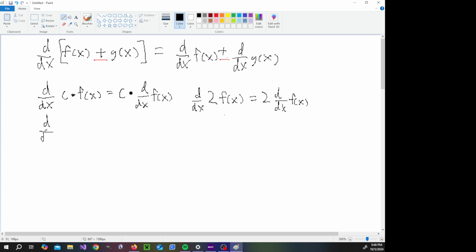However, if the only function that I have, or if the only term that I have is a constant, that is always just going to be 0. So if I multiply by a constant, that constant comes along for the ride. But if I take the derivative of just a constant, then that just goes straight to 0.